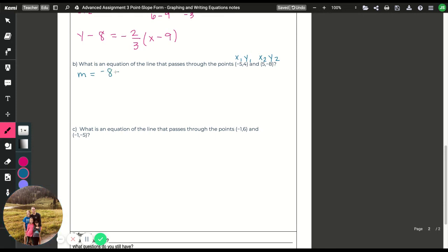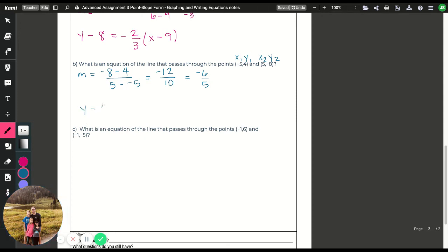Negative 8 minus y1, which is 4, over x2, which is 5, minus x1, which is -5. So -8 minus 4 is -12. When you subtract a negative, that turns to a positive, so 5 plus 5 is 10. Here we need to simplify this. 2 goes into both of those, so you get -6 over 5. And then you can write the equation of the line.